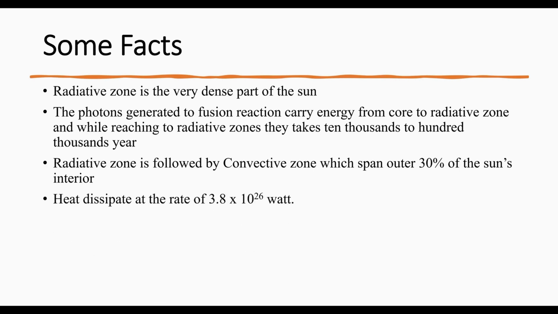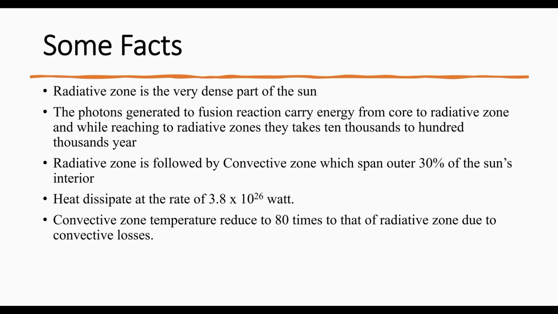The sun radiates heat at the rate of 3.8 × 10^26 watts. The convection zone begins when the temperature drops to 1/80 that of the radiative zone, which is around 100,000 Kelvin. In the convection zone, energy is transported by the movement of plasma, or the hydrogen and helium ions. Plasma churns vigorously, transporting heat energy to the surface of the sun through convection.